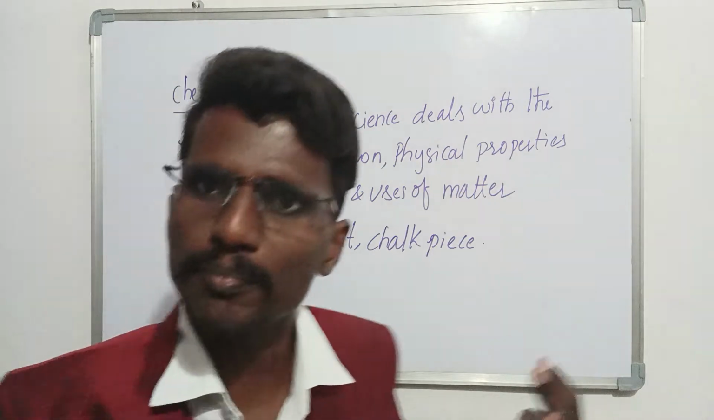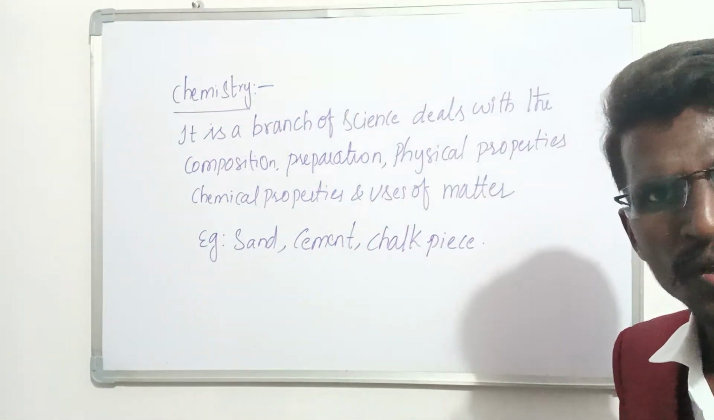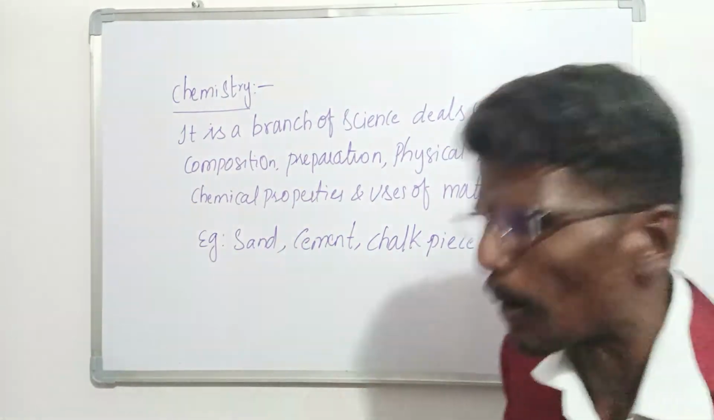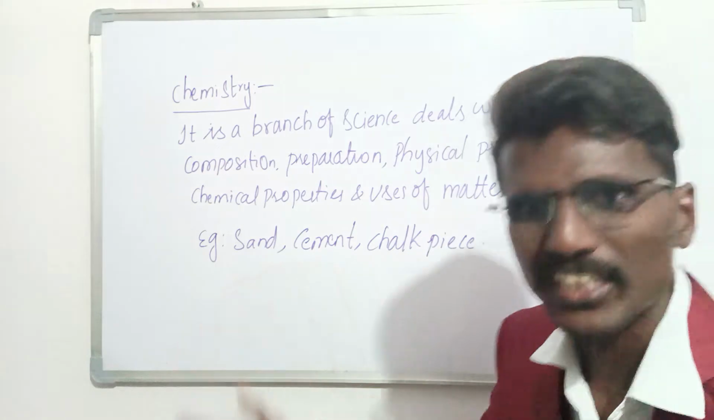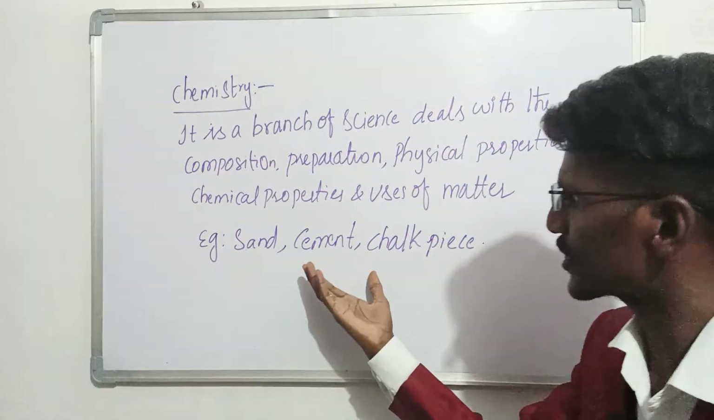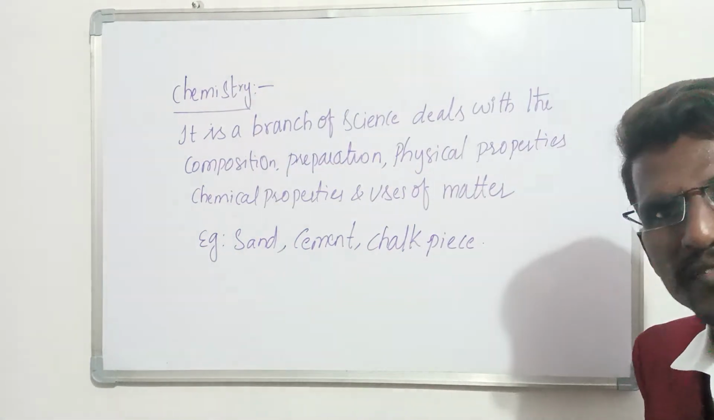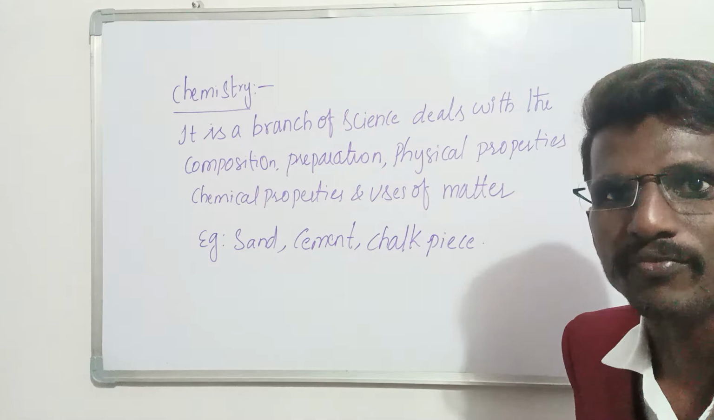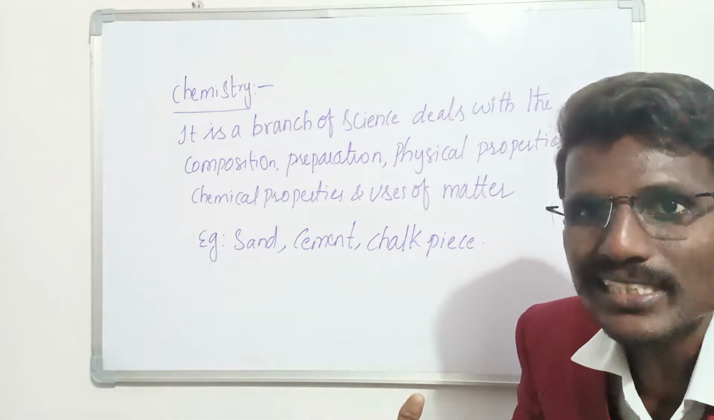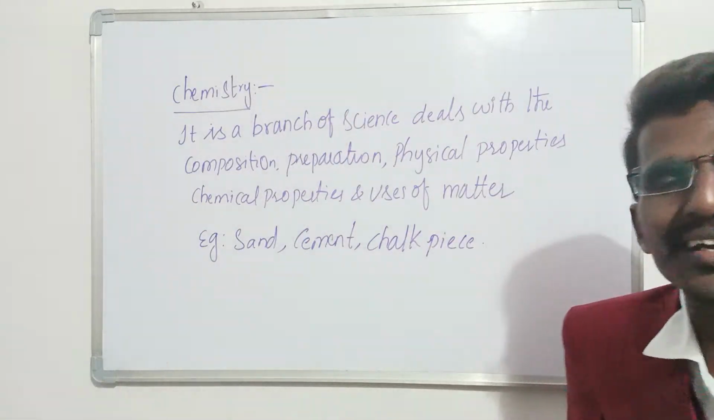There is matter around us, and much more matter will be present. So, for example, sand. What is the use of sand? What is the composition of sand? What are the physical properties of sand? What are the chemical properties of sand? What is the composition of cement? What are the physical properties of cement? What are the chemical properties of cement? And what are the uses of cement? It deals with all these things under chemistry.